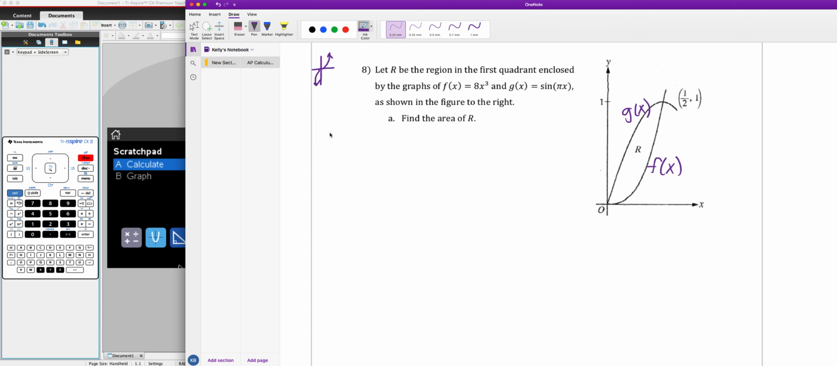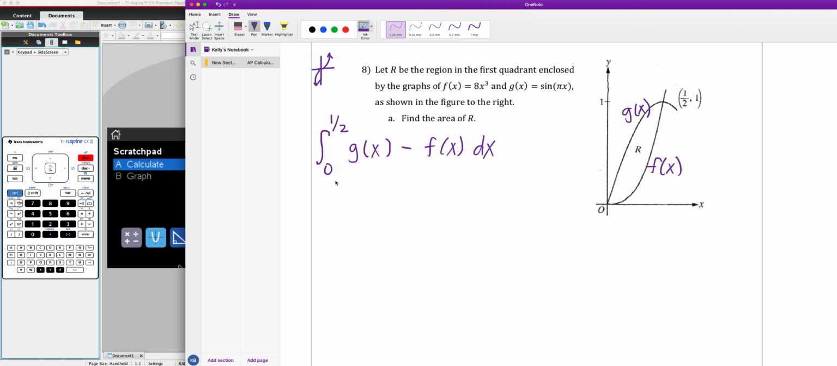To go on from here, I've got to do my same setup that I've been doing. To find the area of this guy, we're going to integrate. My first place they intersect is at 0, so that's my lower bound. They then intersect at 1/2, so that will be my upper bound, with my top curve, which is g of x, minus my bottom curve, which is f of x, with respect to x.